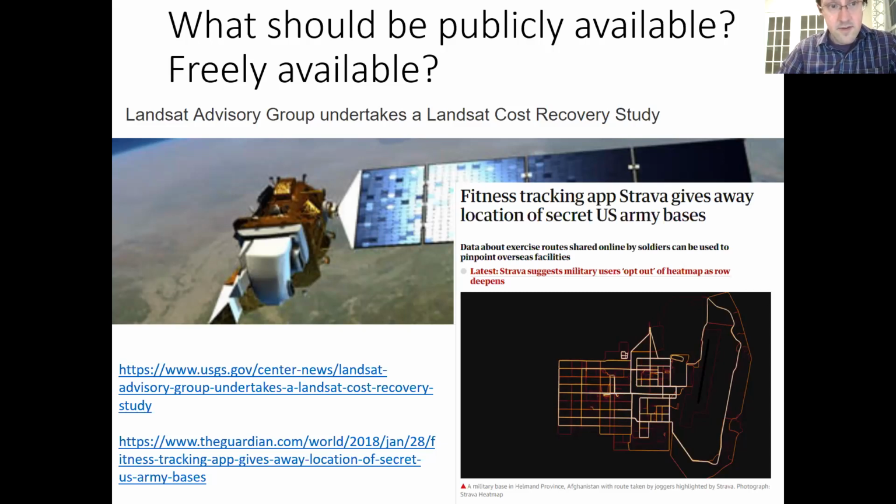That said, Landsat is looking into ways to charge and recoup those costs. Especially in some European countries, data that is collected by the government might simply not be released at all.